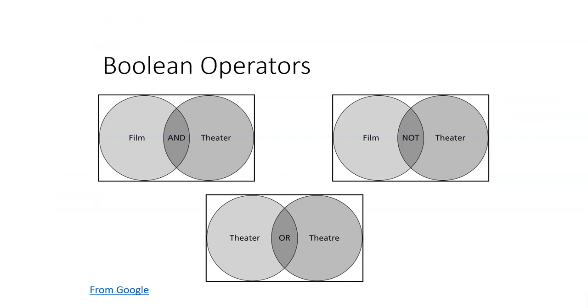Boolean operators are really important. Boolean operators: and, or, and not. So I want to find everything on film and theater. I want to find things on film, but not in the theater. I want to find things in theater or theatre, however it's spelled. So Boolean operators from a computer logic perspective are really important in library-related databases.